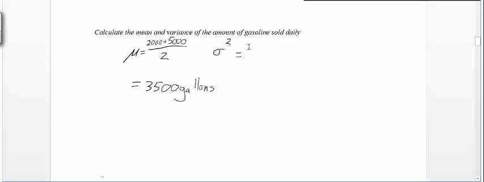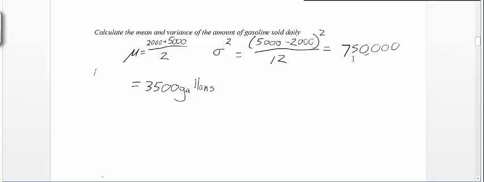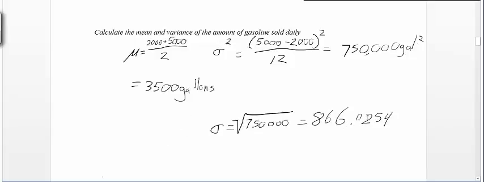The variance is a little different formula. It's my maximum minus the minimum squared divided by 12. Always 12. That's just part of the formula. Equals 750,000. This would be gallon squared. Not very interpretable. So let's change the variance into the standard deviation so it's easier to interpret. So we're just going to simply take the square root of my variance. Square root 866.0254 gallons.